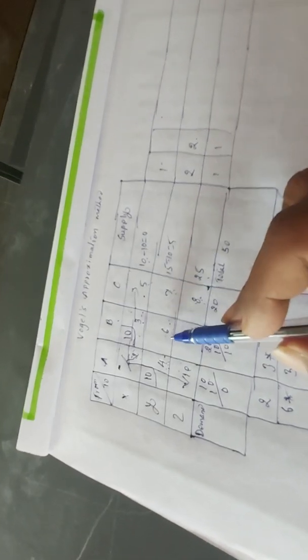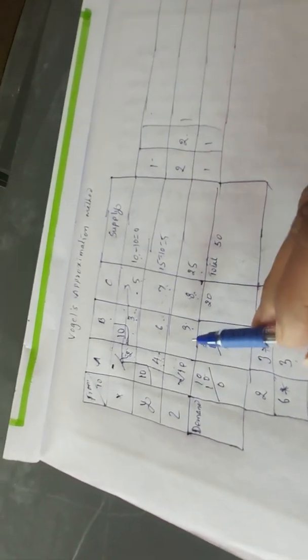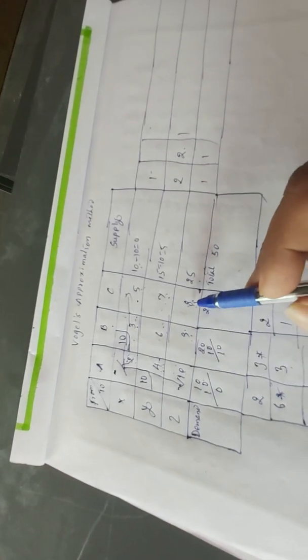First I am going to calculate the row penalty. The first row has been eliminated. In the second row, 4 has been eliminated. Only two values are left, 6 and 7. 6 is the first minimum, 7 is the second minimum. 7 minus 6 is equal to 1. Next, third row, 10, 9, 8 are there. 10 has been eliminated. Only two values are left. First minimum 8, second minimum 9. 9 minus 8 is equal to 1. This is the row penalty. Now column penalty.